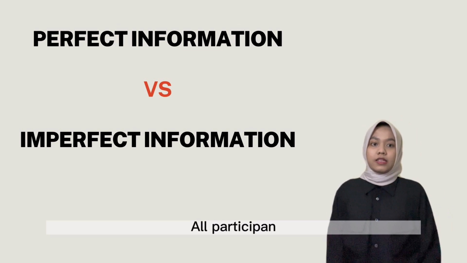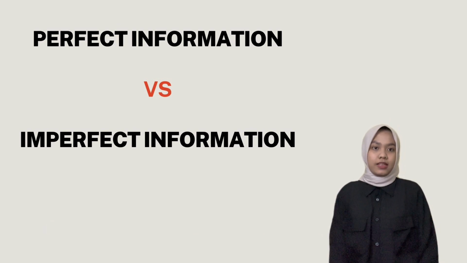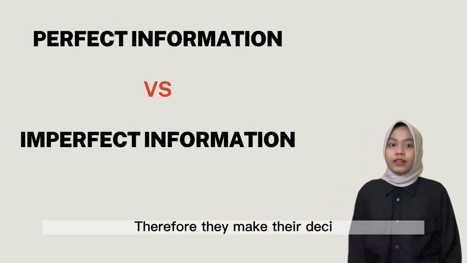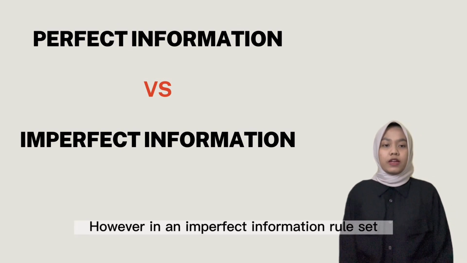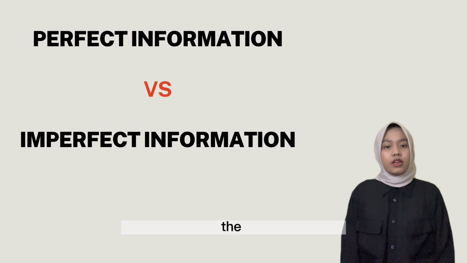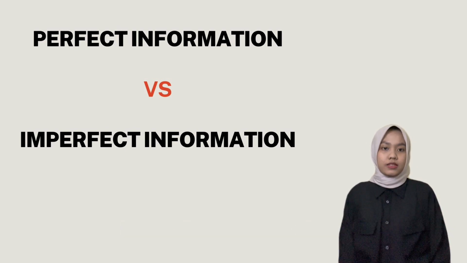And the last types are perfect information and imperfect information. All participants have access to the same information in a perfect information setting. Therefore, they make their decisions based on the data. However, in an imperfect information rule set, the data available to one player is unavailable to other players.